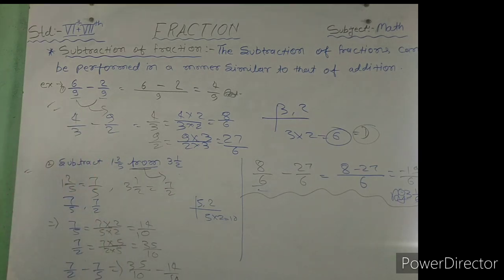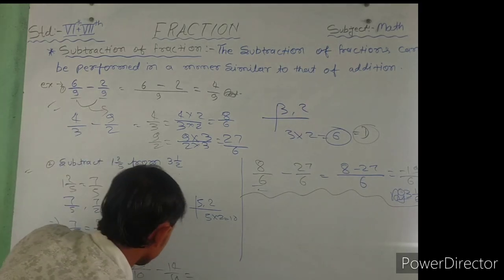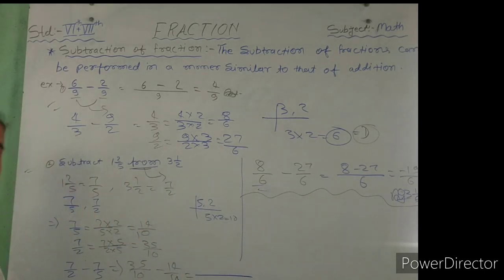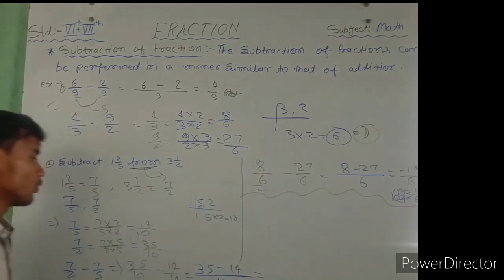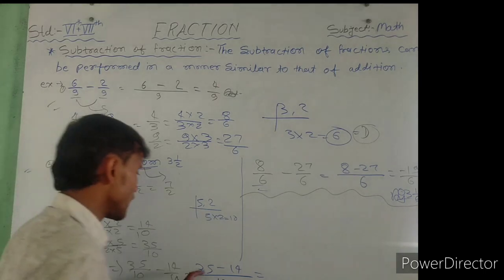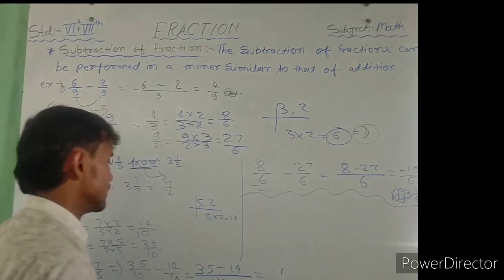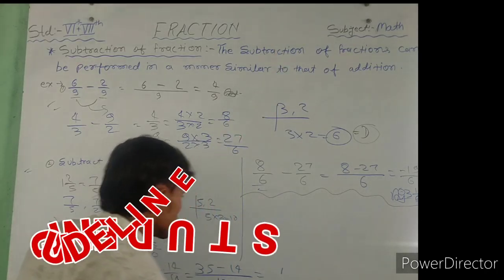If the question comes in like fractions, and if it is addition, you add; if it is subtraction, you subtract. Is that clear? Here the denominator is the same, so the common denominator is 10. Then you write the numerators: 35 minus 14. 5 minus 4 is equal to 1. Sorry, 3 minus 1 is equal to 2.